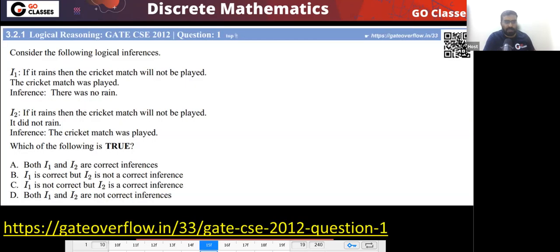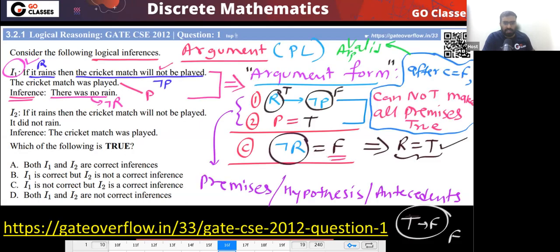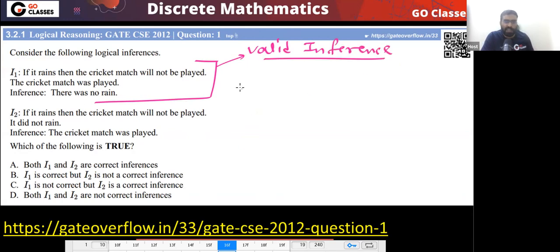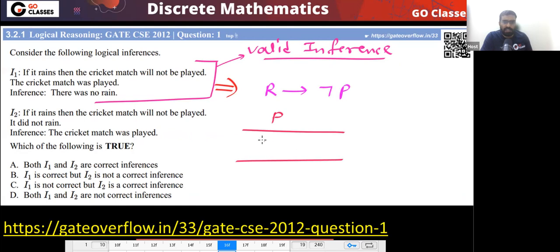Anyone want to tell me, look at this statement number one. This is valid, right? Yes or no? This is a valid inference. We have already seen that this is a valid inference, or I can say this is a valid argument. What format does this argument have? This is the format R implies negation P. The cricket match was played, so it did not rain.